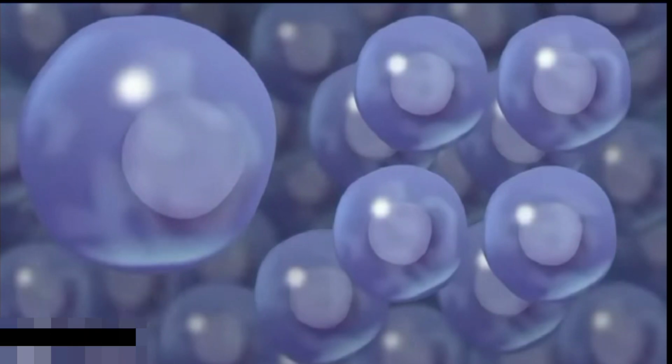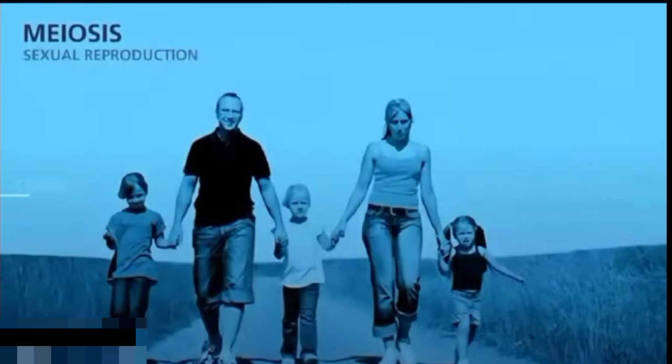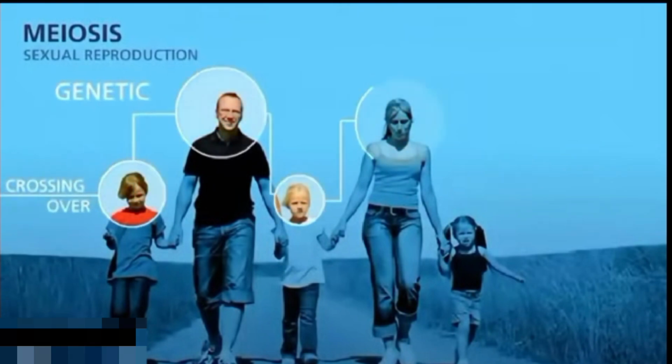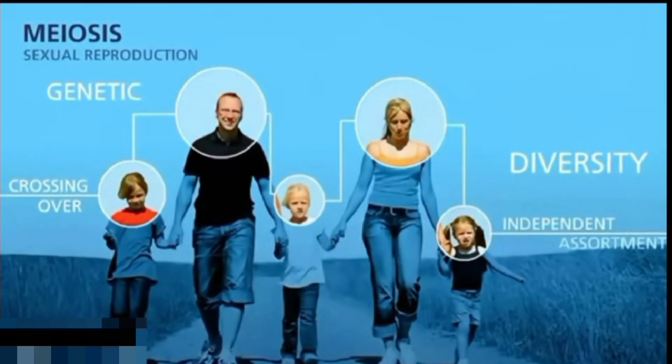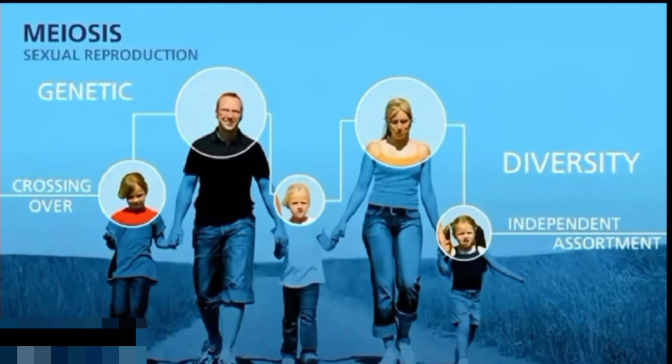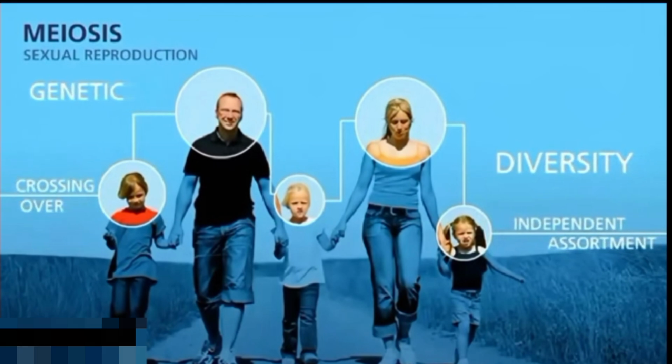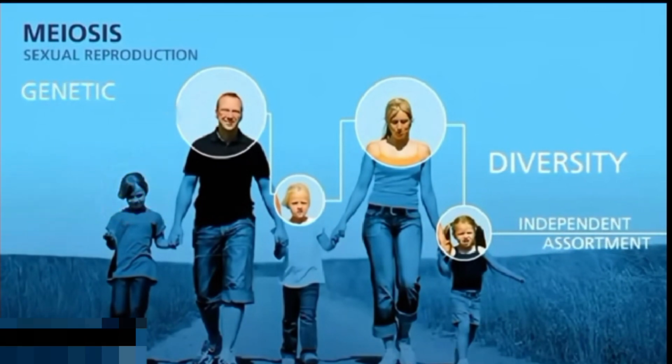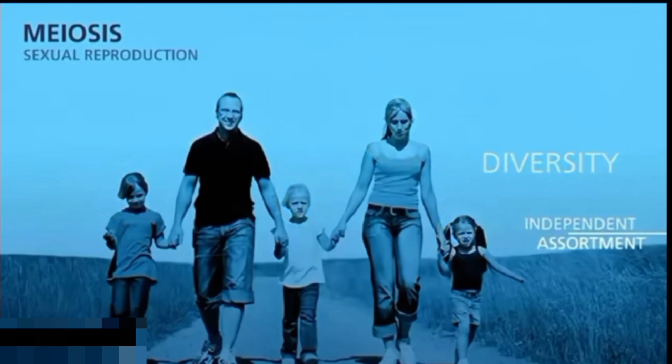The combination of independent assortment, crossing over, and the random pairing of gametes during sexual reproduction increases genetic diversity and explains why a child will not look exactly like his or her parents or siblings.